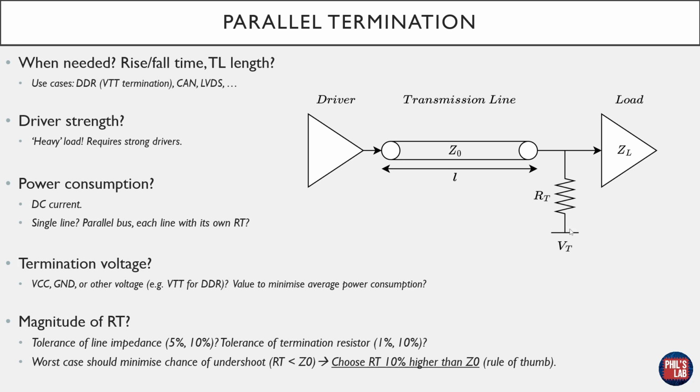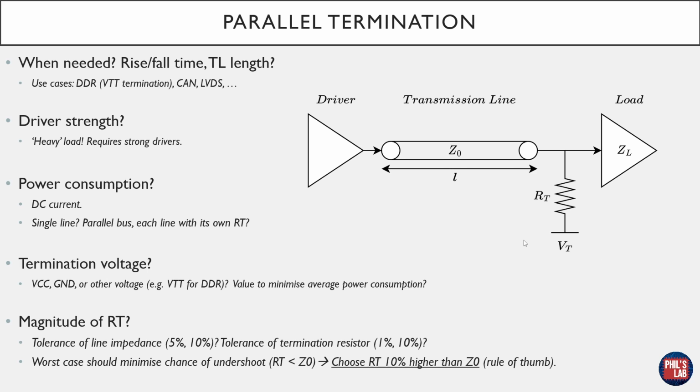Also, power consumption is of concern. Depending on what our termination voltage is tied to and what our driver output level is, so high or low, we will get varying DC currents through this termination resistor. Now, for a single line, you might not be too concerned with power consumption, but what about for a parallel bus, such as DDR memory, where you have many individual lines that each need their own termination resistor? This becomes quite considerable.